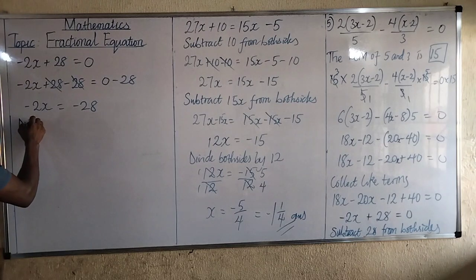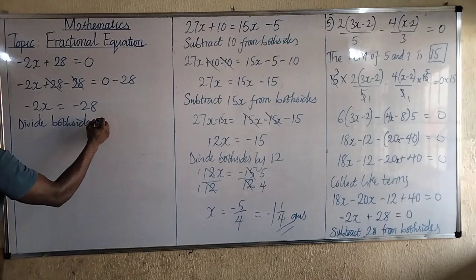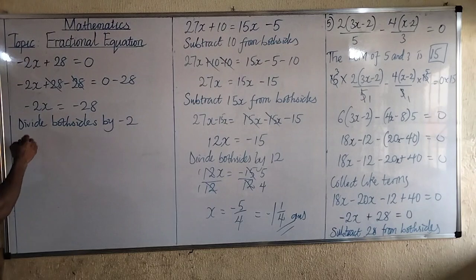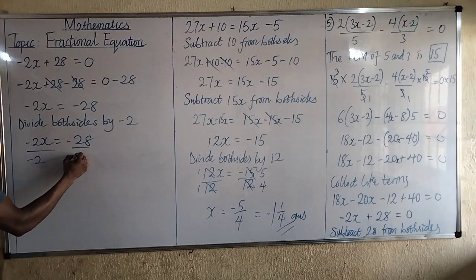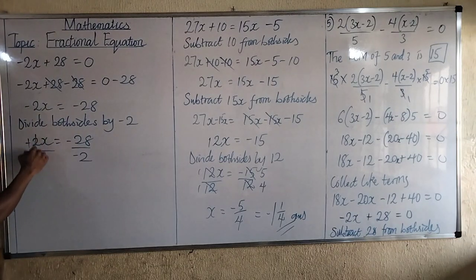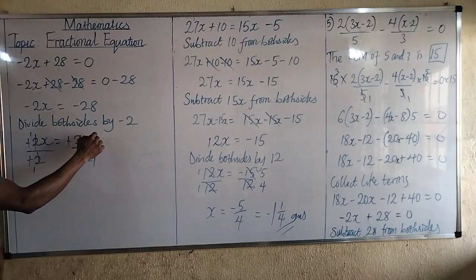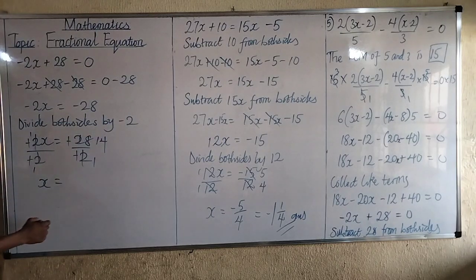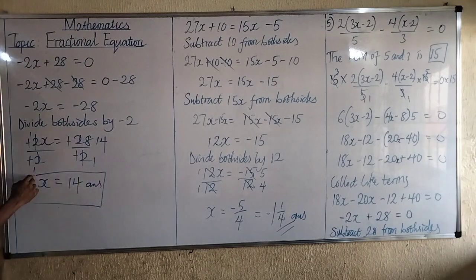Alright, divide both sides by negative 2, which is the coefficient of x. We have negative 2x equal to negative 28. Divide there by negative 2, divide there by negative 2. So this cancels and gives us 1. x is out. Negative, negative, positive. 2 into 28 will give us 14. So the value of our x is 14, and that is our answer.